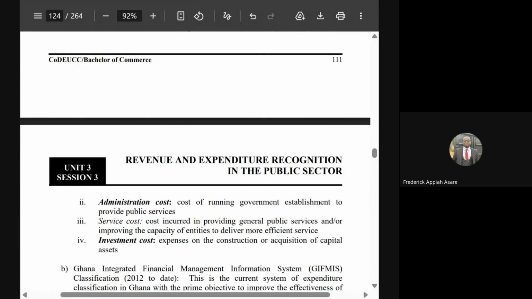Then they have administrative costs, which was the cost of running the government establishment. Then they have the service costs and investment costs. So when you go to expenditure, you are expected to see personal emolument, administrative costs, service costs, and investment costs.